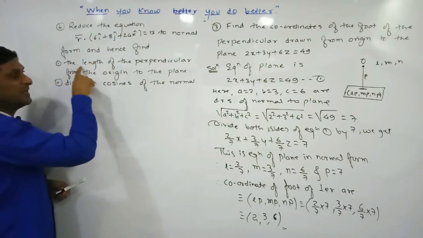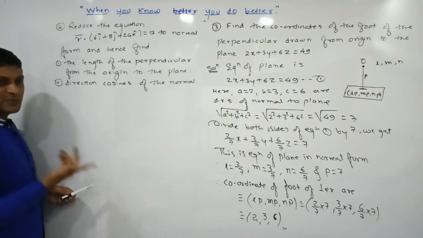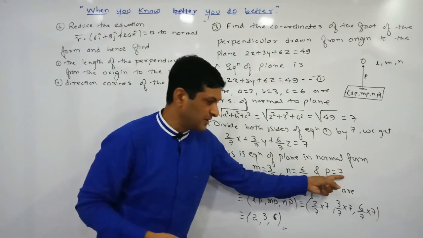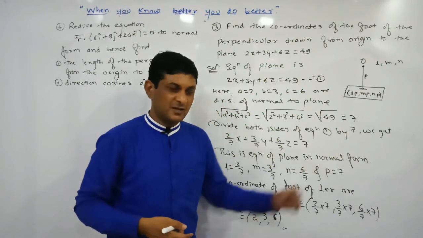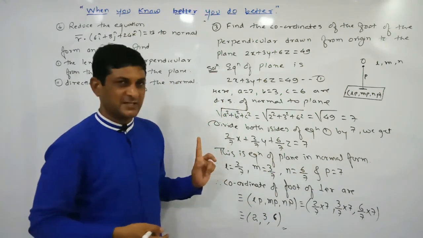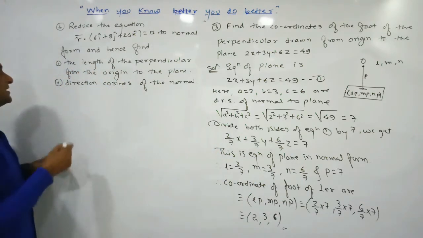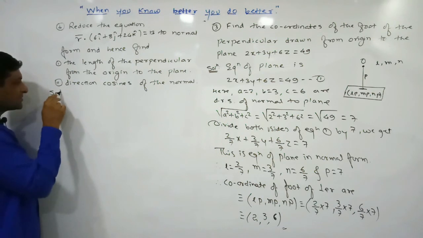And once this equation is converted into normal form, easily we are able to find out these values. What is the first value? Length of the perpendicular from the origin to the plane, and direction cosines. Here also we have got the length of the perpendicular. P means what? Length of the perpendicular from the origin, and direction cosines also. So let us first consider the equation of the plane here. So, solution.